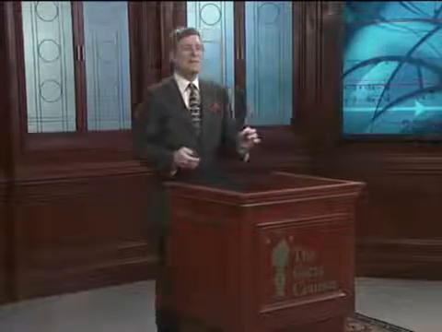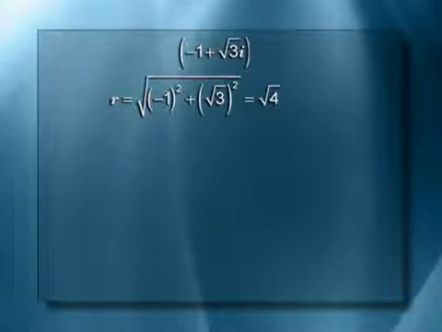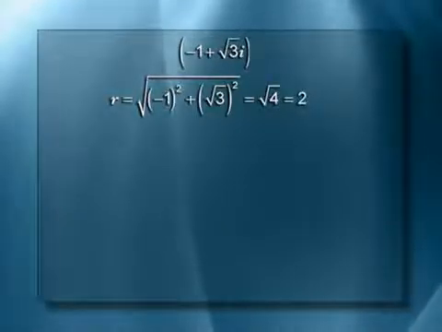Okay. First of all, we have to express our number in trigonometric form. Minus 1 plus square root of 3i. That number has to be transformed to trigonometric form. Well, what's its length? What's its modulus? That'll be minus 1 squared plus square root of 3 squared, which is the square root of 4, also known as 2. How about the angle?